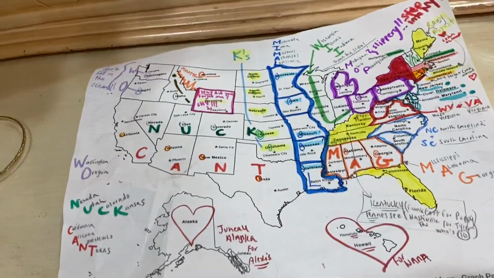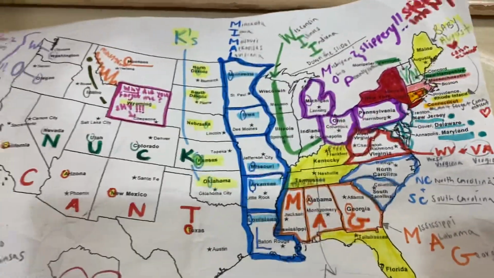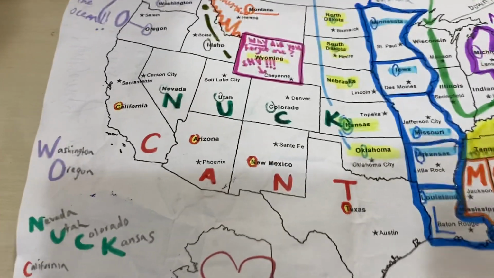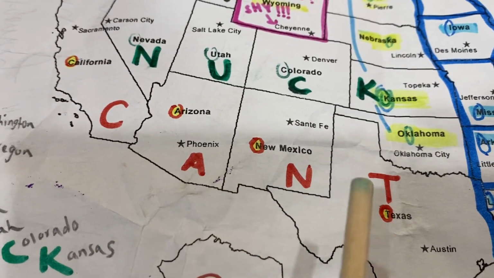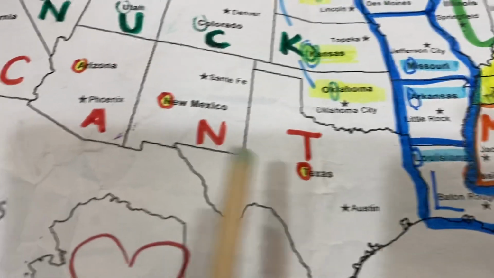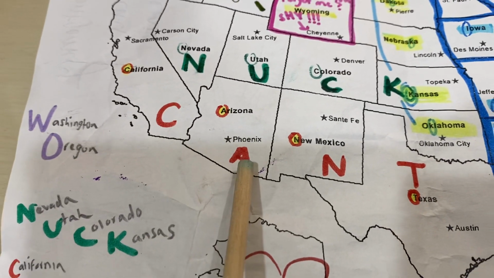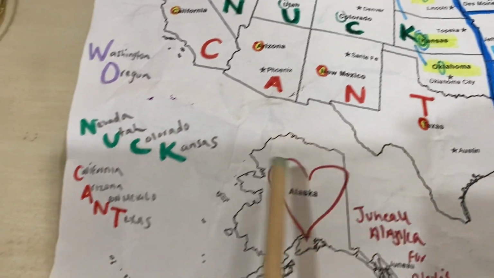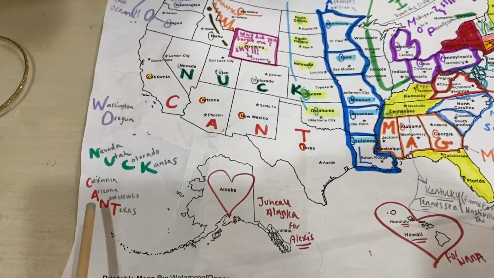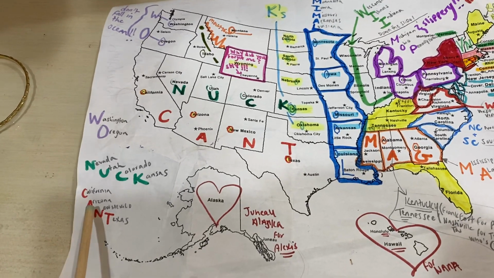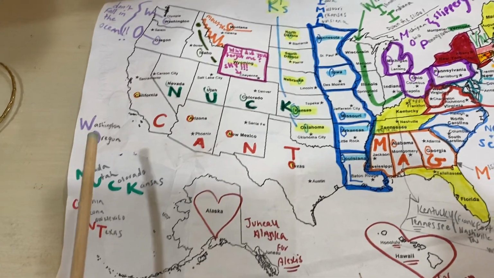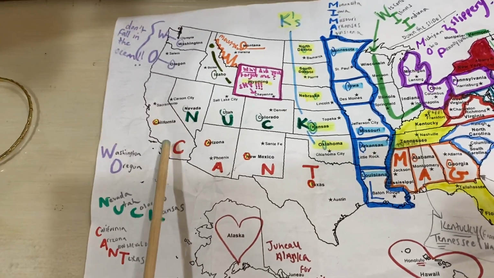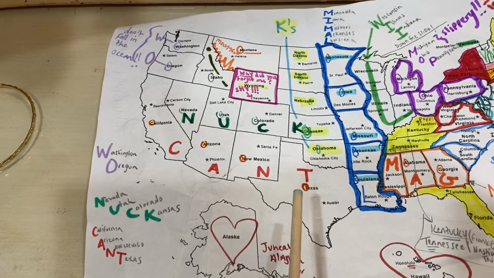Okay, so when we start, you're going to look at the map. It's a beautiful map, right? And you're going to start with the word CANT, C-A-N-T. California, Arizona, New Mexico, and Texas. And I wrote it right on the bottom of the page. California, Arizona, New Mexico, Texas.